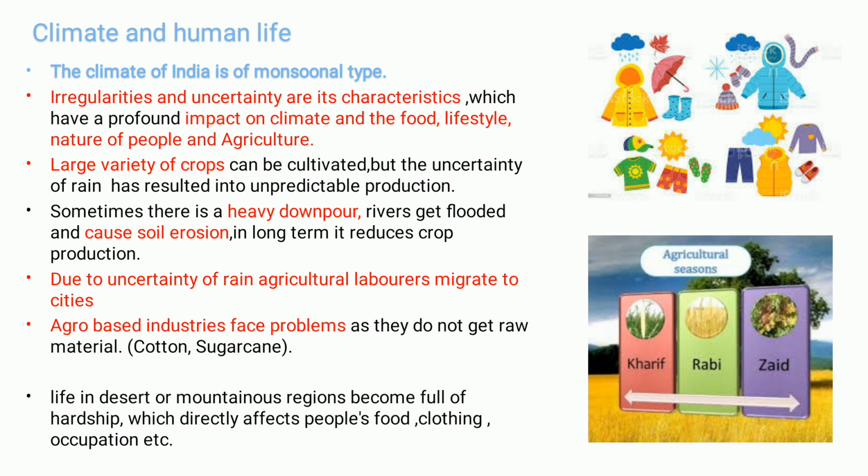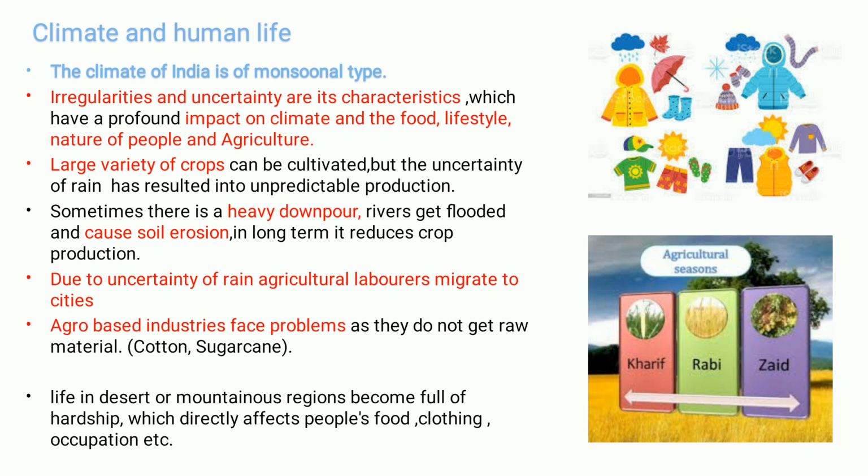It can be cultivated. But the uncertainty of rain has resulted in unpredictable production. We can take different types of crops, a large variety of crops. But are we sure about the rain? No, because monsoon winds are uncertain. Sometimes we get enough rainfall, sometimes we get very little rain, and because of that, sometimes the crops are damaged. Excess rain also damages the crops, and very little rain also damages the crops.